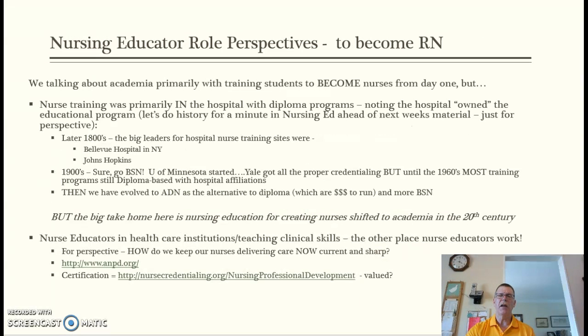So in the nurse educator role perspectives for nurse training and becoming an RN, always consider the history. It's still remarkable how we grew from an in-house apprenticeship type of model to where we are today with a professional discipline that has our own knowledge base and ability to generate knowledge and evolve.